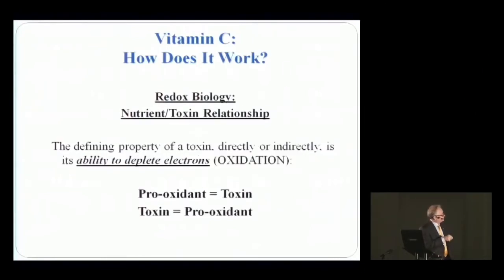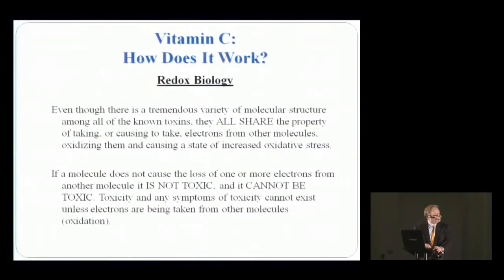Now, the defining property of a toxin, directly or indirectly: sometimes it's the toxin itself that takes electrons away, sometimes it inactivates molecules that would have donated electrons. So the defining property of a toxin is its ability to deplete electrons. A toxin is a pro-oxidant. So all toxins share the ability to take, or cause to be taken, electrons from tissue.